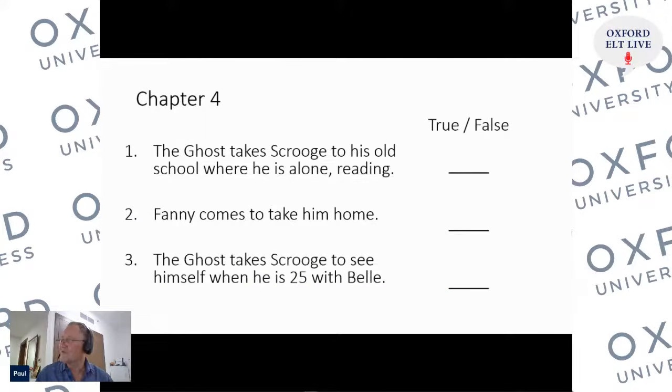You're absolutely correct. The ghost does take Scrooge to his old school when he's young. He's alone reading. He has no friends. Fanny comes to take him home from that school. But number 3 is false. Why? Tiana, perhaps you can tell us. The ghost does take Scrooge to see himself with Belle when Belle says, you only love money, not me. So what's wrong with the statement?